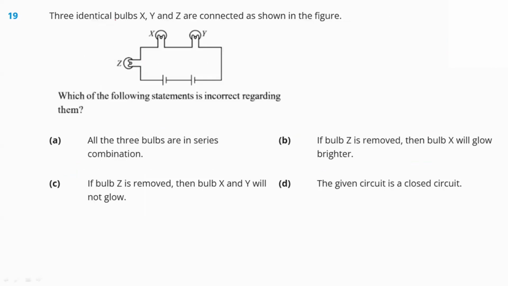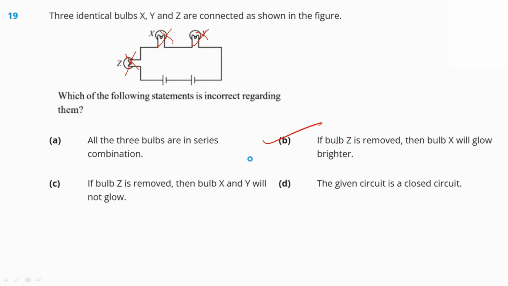Next question. Three identical bulbs X, Y, and Z are connected as shown in the figure. Okay, so these three bulbs are connected in series connection. Which of the following statements is incorrect regarding this? Right. So all three bulbs are in series connection. This is a correct statement. Next, if bulb Z is removed, the bulb X will glow brighter. No, this is the incorrect option, because since all these bulbs are connected in series, if one of the bulbs gets fused or doesn't work properly, the rest of the other two bulbs will also not work. Okay, so option number B is our incorrect answer, which is our correct option.